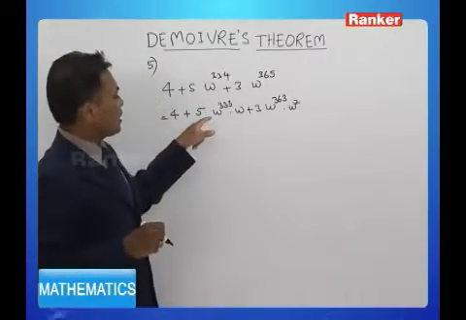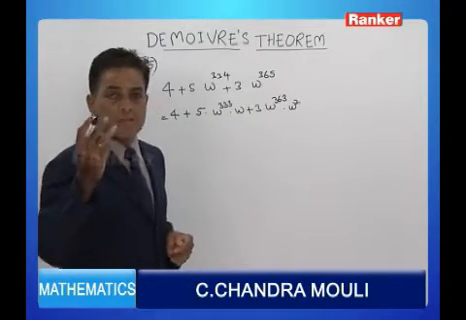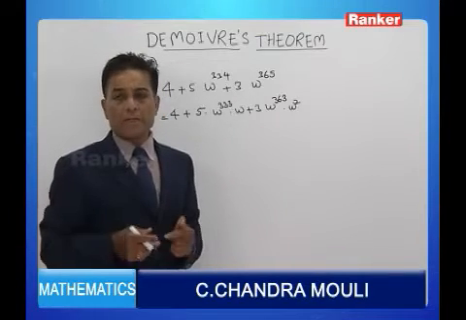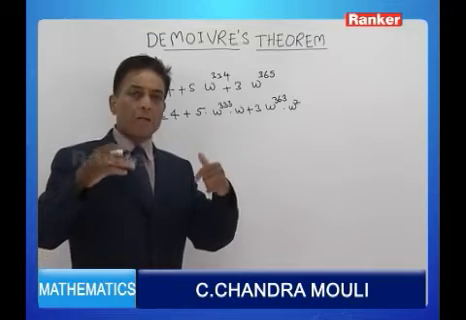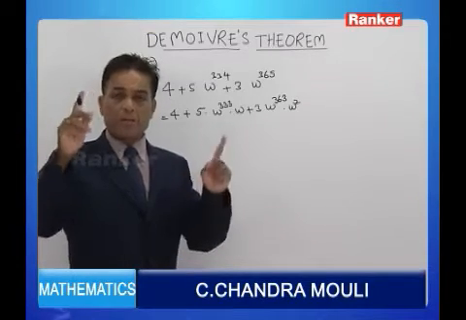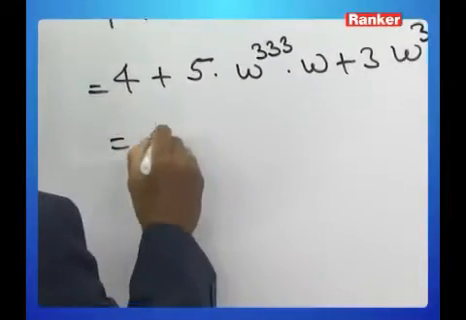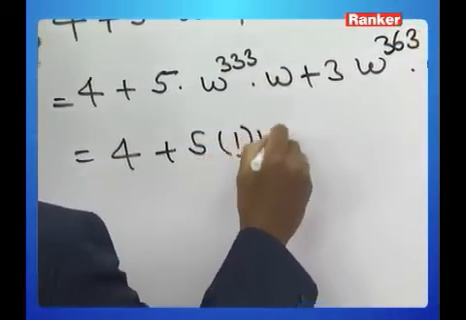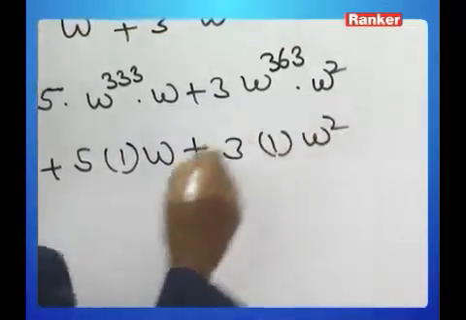So, why are we writing 333 and 363? Nothing but multiples of 3. Suppose you take multiples of 3, omega is a cube root of unity. So when omega cubed becomes 1, omega power 6 becomes 1, omega power 9 becomes 1. So omega power any multiple of 3 will become 1. So this is 1 and this is 1. So if I replace 1 here, 5 omega. If I replace 1 here, omega square.